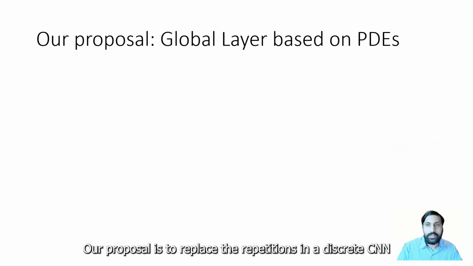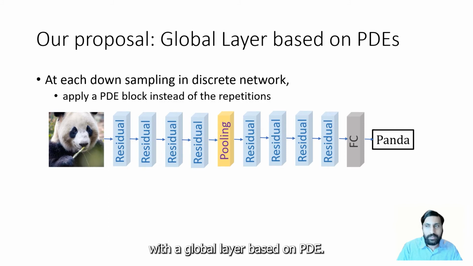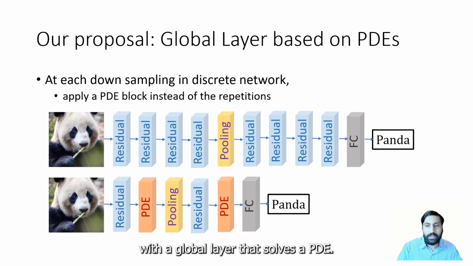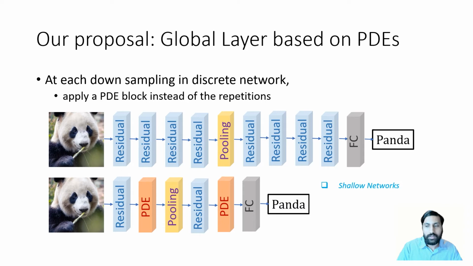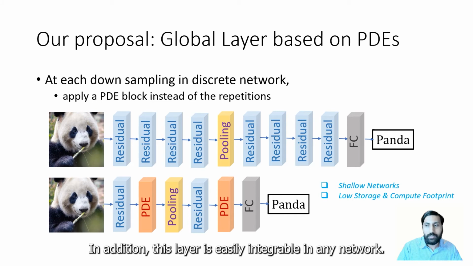Our proposal is to replace the repetitions in a discrete CNN with global layers based on PDEs. In this network, we replace the residual block repetitions with global layers that solve a PDE. Such layers result in shallow networks that have low storage and compute footprint. In addition, this layer is easily integrable in any network.